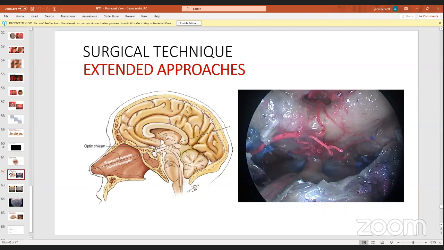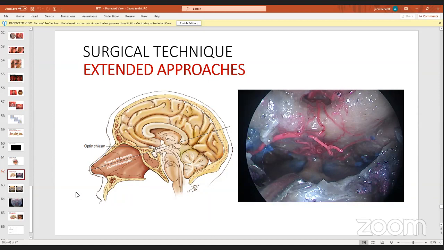Again, when you want to do, for example, an extended approach, you need to consider this angle, the angle made by the pituitary stalk and the optic chiasm. I'm describing the picture on the left. When this angle is too narrow, it's really hard to use this approach to do surgery for craniopharyngioma. It's better to do a transcranial approach. That's my point of view.